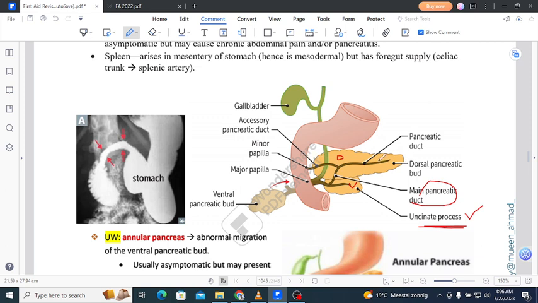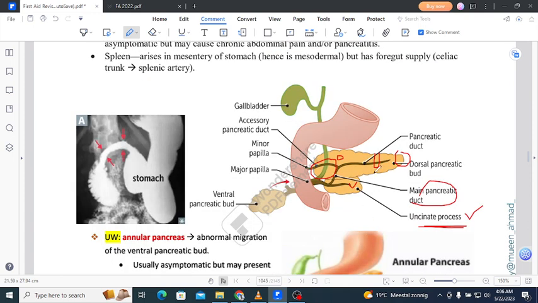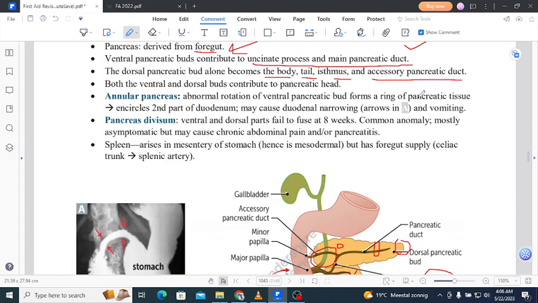the dorsal pancreatic bud alone becomes the body, the tail, the isthmus and the accessory pancreatic duct. So the body is over here, then there is an isthmus over here, then there is a tail like that. So body, isthmus, tail and the accessory pancreatic duct, all of these structures are coming from the dorsal bud of the pancreas.